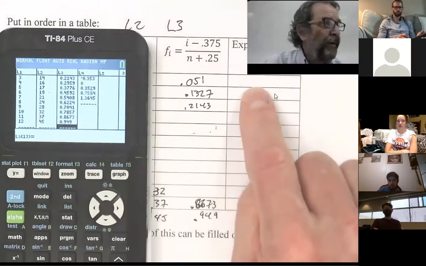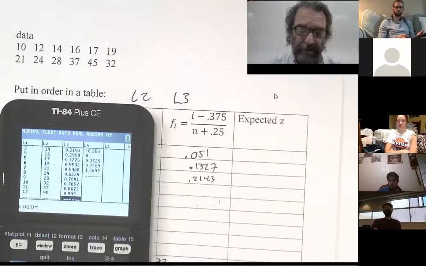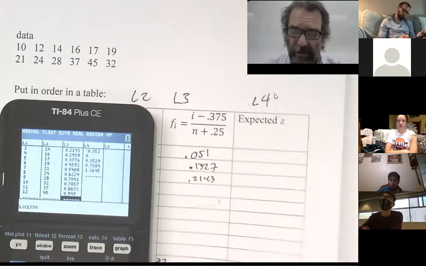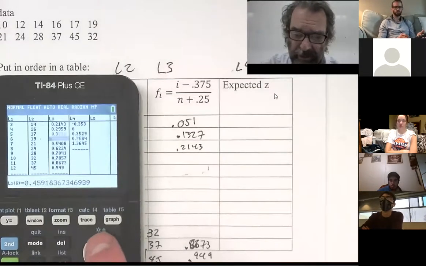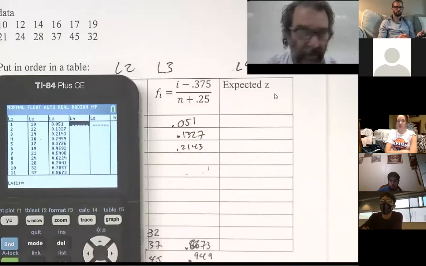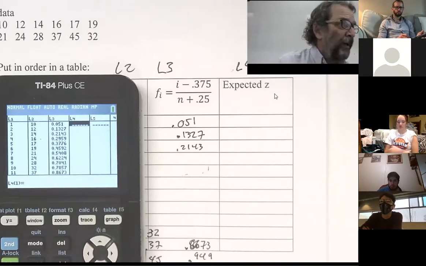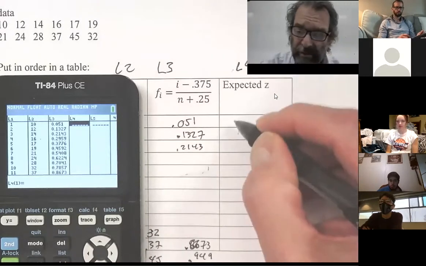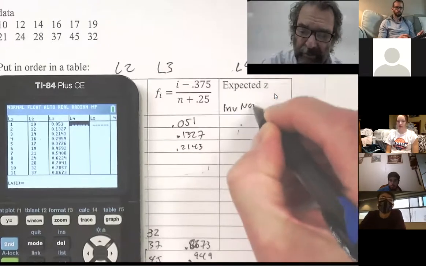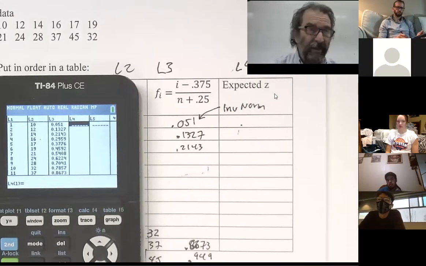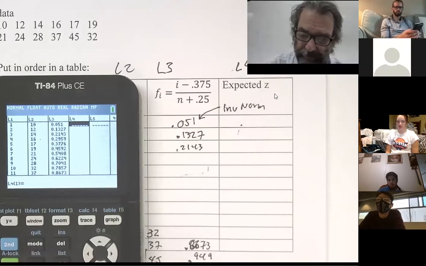I want to put over here in list 4 the expected z. You can't do list arithmetic to make that happen, so it's just going to be annoying. I'm going to clear that list. First we'll just do a calculation. What goes in this first spot is the inverse normal of that. I try to do the whole list at once, but it won't accept it.